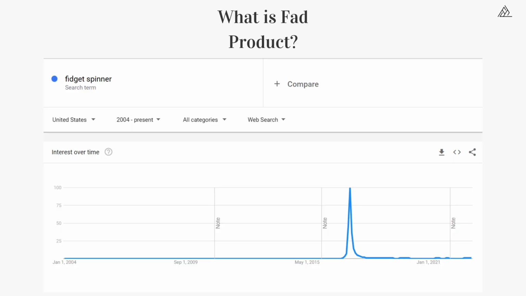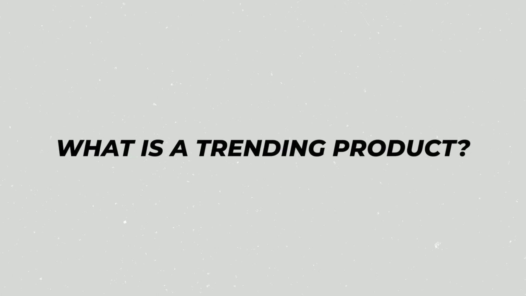A great example of a fad product is the fidget spinner. If we look on Google Trends, we can see that there was no searches for fidget spinner prior to 2015. And then there's a hockey stick up and it comes down just as fast. And now no one searches for fidget spinner anymore.